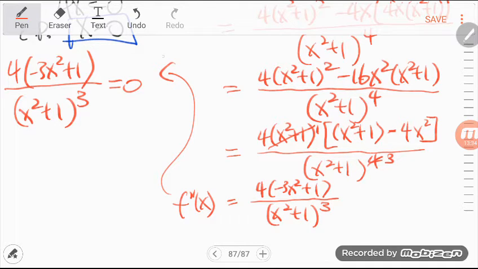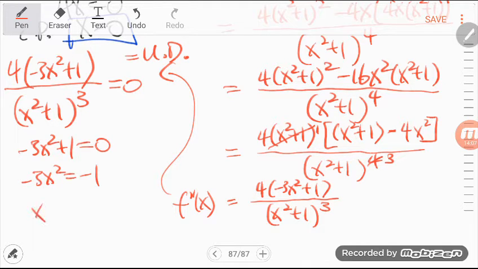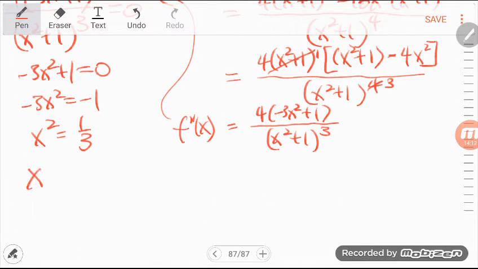And then we will analyze if we have this scenario, yeah? So let's analyze the equal to 0 scenario first. So in order for me to get the 0, the numerator must be 0, and is that possible? So it's only possible when I have negative 3x squared plus 1 equal to 0. So I have negative 3x squared is equal to negative 1. My x squared is equal to 1 over 3. So my x is equal to plus minus square root 1 over 3.